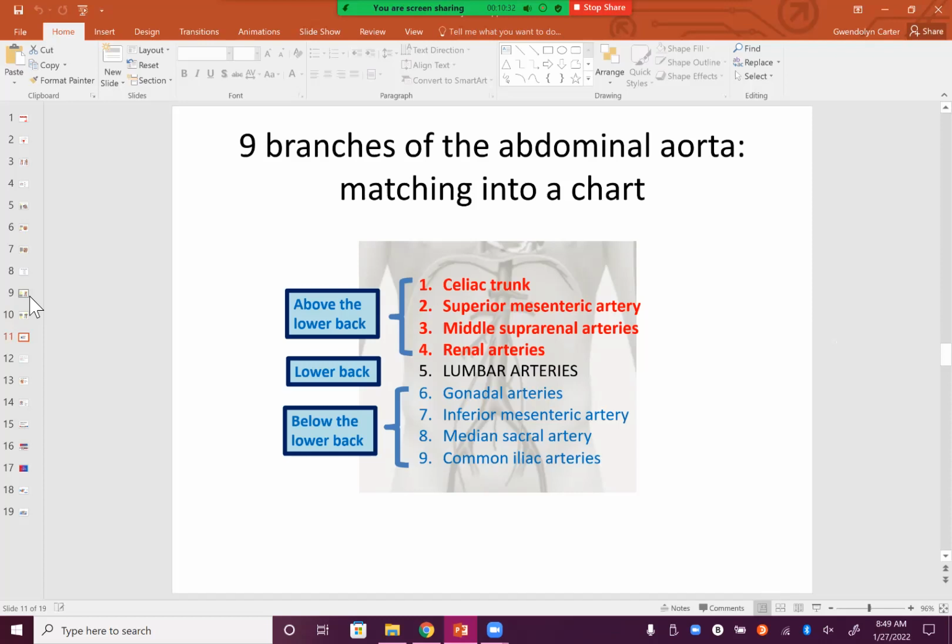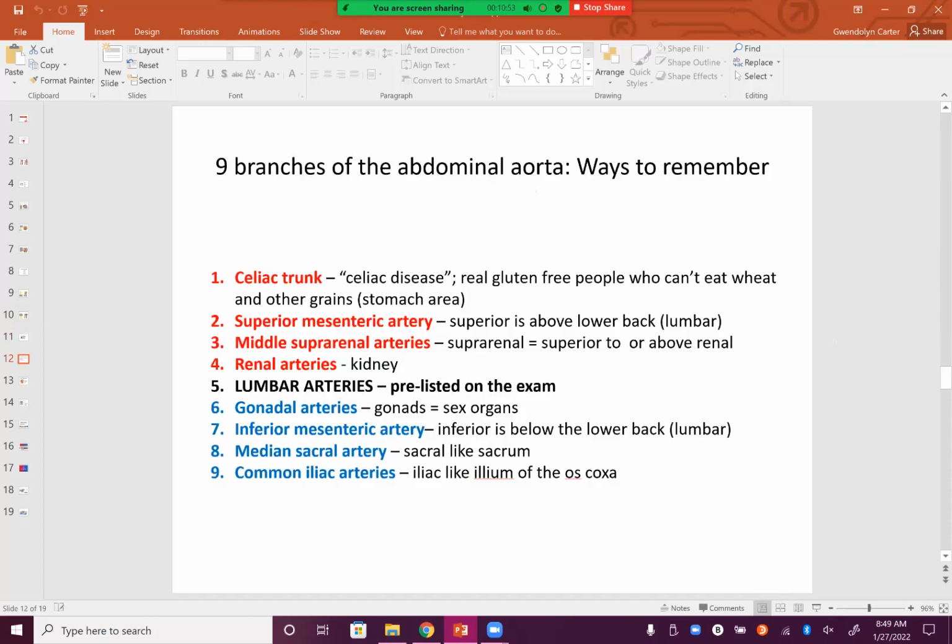Okay, next question is your branches of the abdominal aorta. Still you'll have a chart, and in that chart, lumbar arteries will already be filled in. So basically you're covering the 4 that are above the lower back region and the 4 that are below it. I do have silly ways of remembering that.